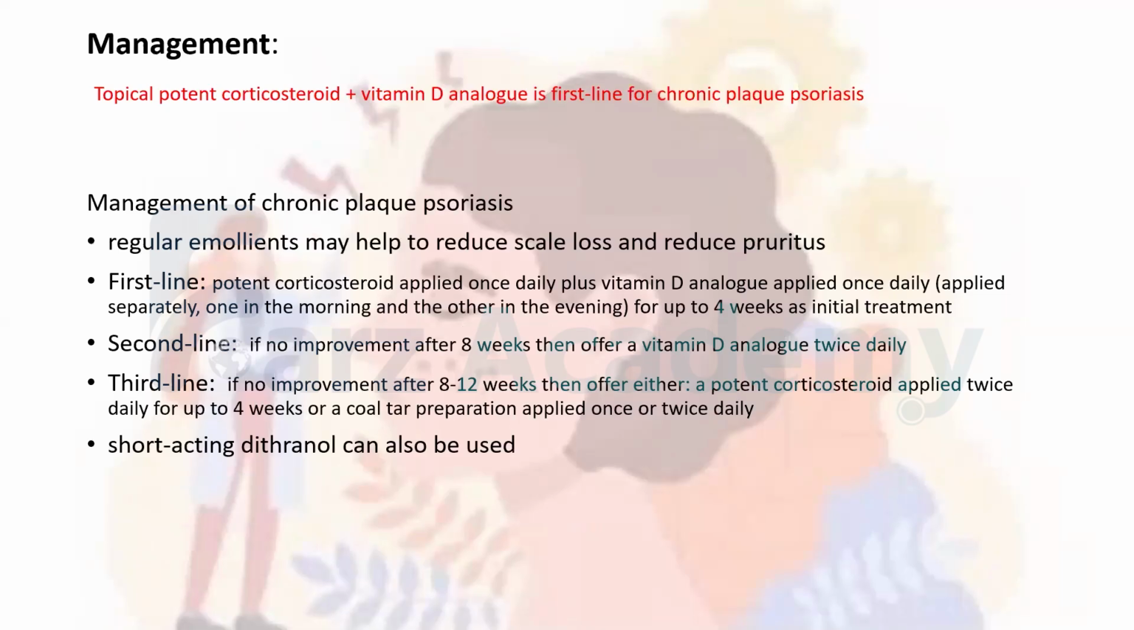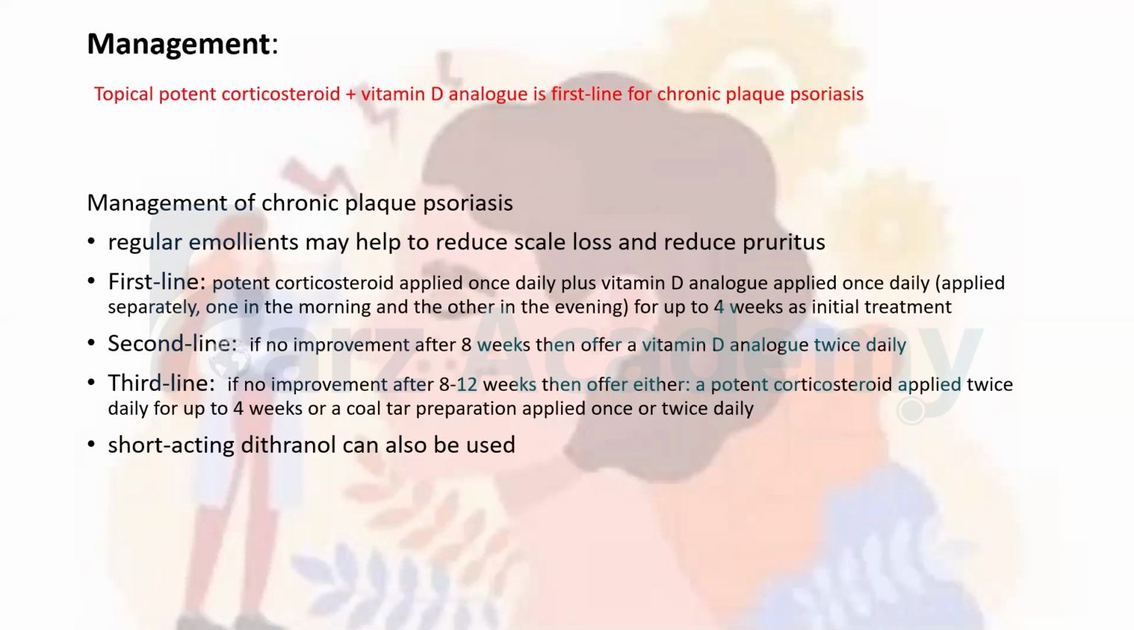So management first line will be topical steroids plus a vitamin D analog for chronic plaque psoriasis. How do you manage? Usually you give emollients to reduce the scale production and also reduce the pruritus. Itching can lead to scratching, which can also lead to secondary injury, so emollients are very important. First line will be a potent corticosteroid applied once daily, plus a vitamin D analog, which has to be applied separately for up to 4 weeks. If the lesions are resolving, then continue for 4 weeks. If not, then you go for second line.